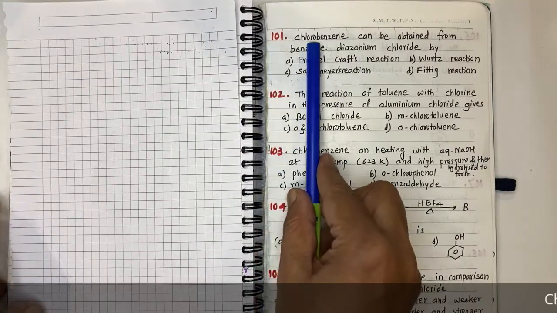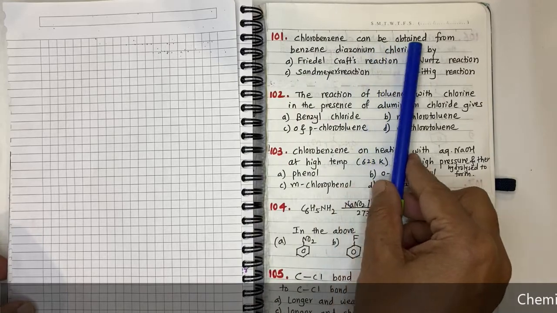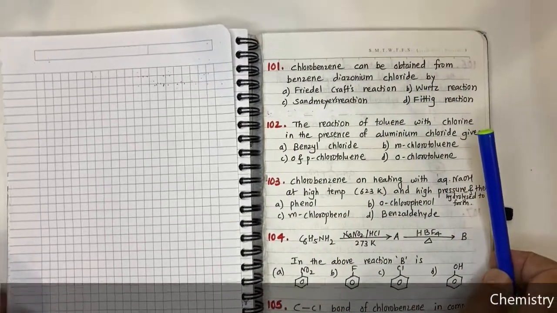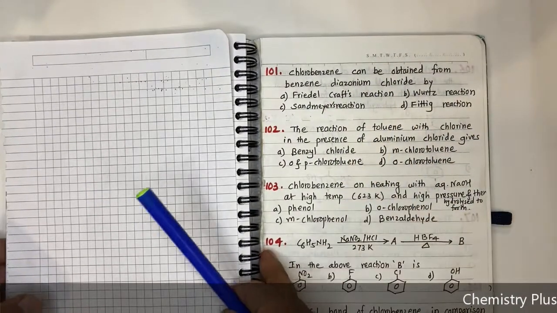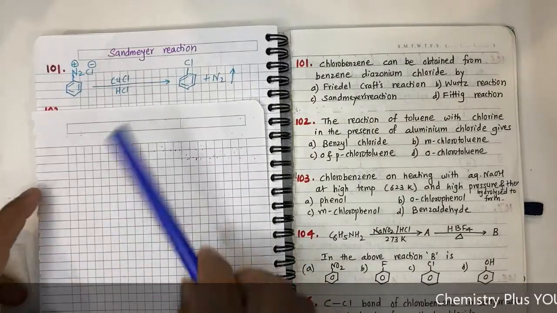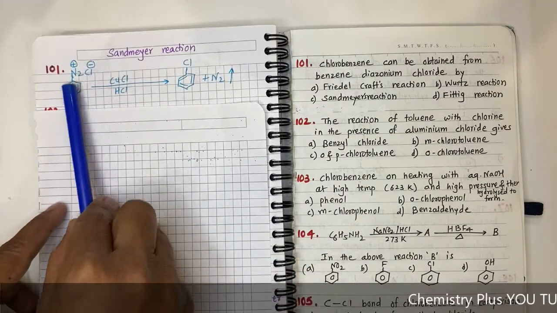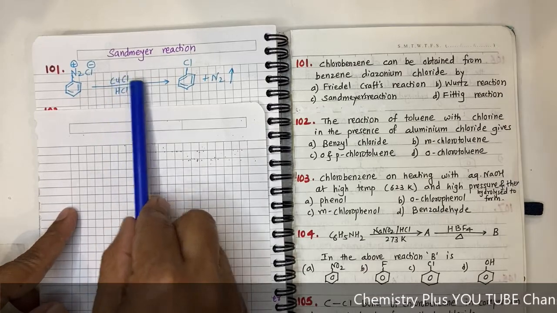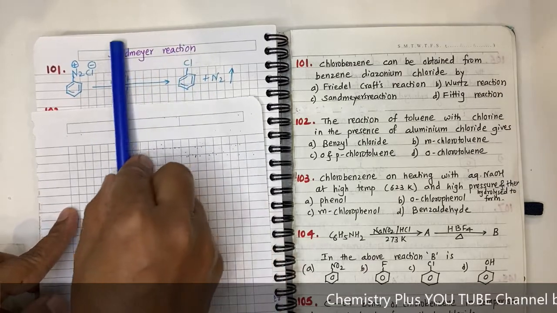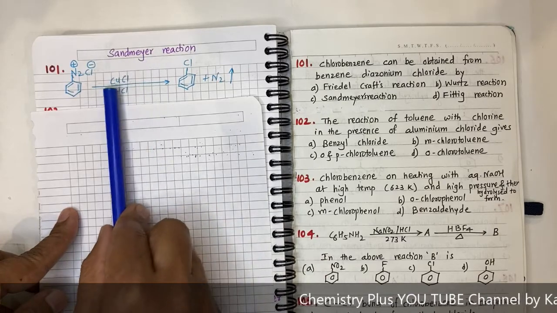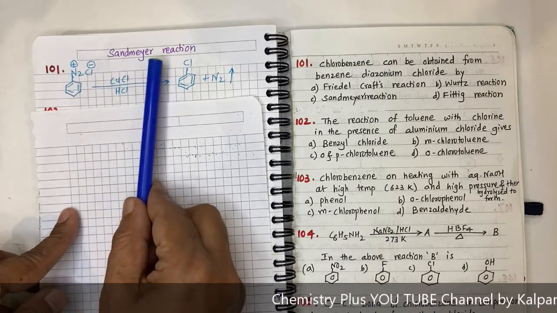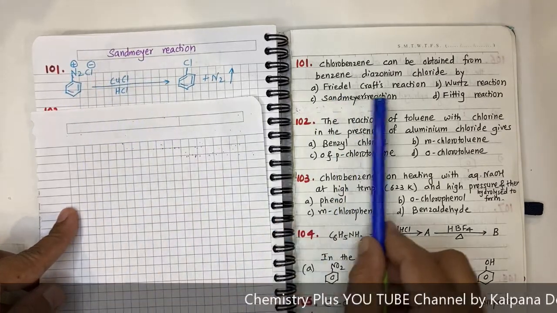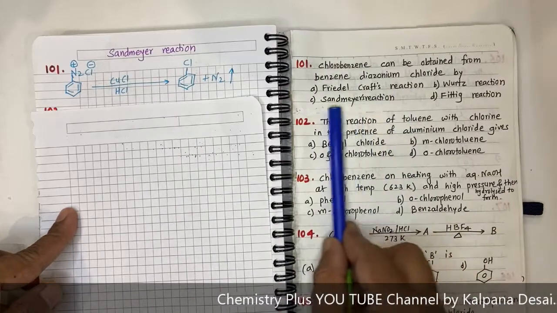Next one: chlorobenzene can be obtained from benzene diazonium chloride by. See this here, chlorobenzene from benzene diazonium chloride. Here, cuprous chloride and HCl, this reaction is called the Sandmeyer reaction. But with copper powder, it is the Gattermann reaction. Here the answer is Sandmeyer reaction.